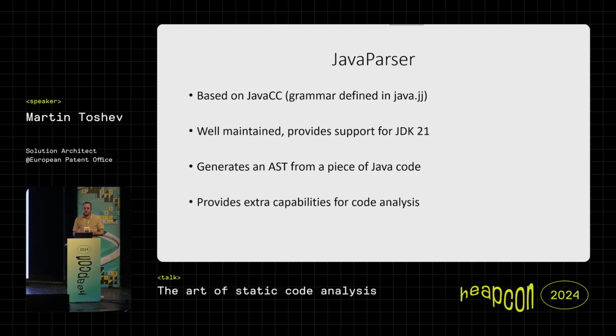JavaParser is a Java library which is currently actively being developed, which is based on the JavaCC parser generator. It provides support for JDK 21, and it also generates an abstract syntax tree from a piece of Java code. It provides extra capabilities for source code analysis, like you can write a form of DSL-based queries to analyze the abstract syntax tree. You can also attach listeners to listen for events during the parsing process. So there are different ways you can analyze the generated abstract syntax tree.